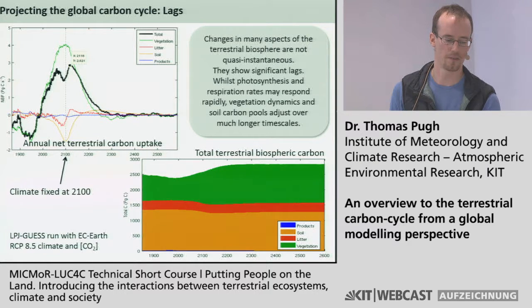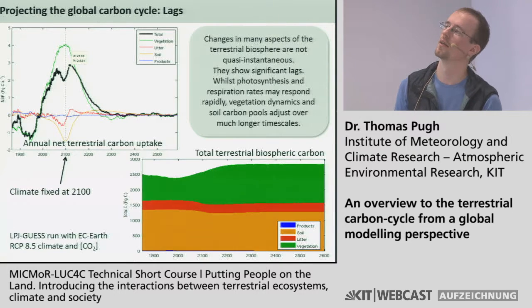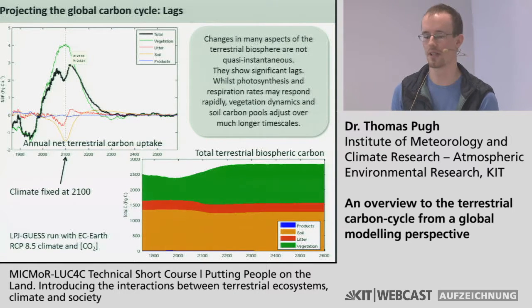And this is my final slide. Just one thing I think is really important to bring up is that photosynthesis and respiration, the basic rates, can respond quite rapidly to changes in climate, but in the vegetation and biosphere system, there's a lot of lag. So the vegetation dynamics and the soil carbon stocks, the vegetation carbon stocks, these respond on a much longer time scale than the changes in climate.